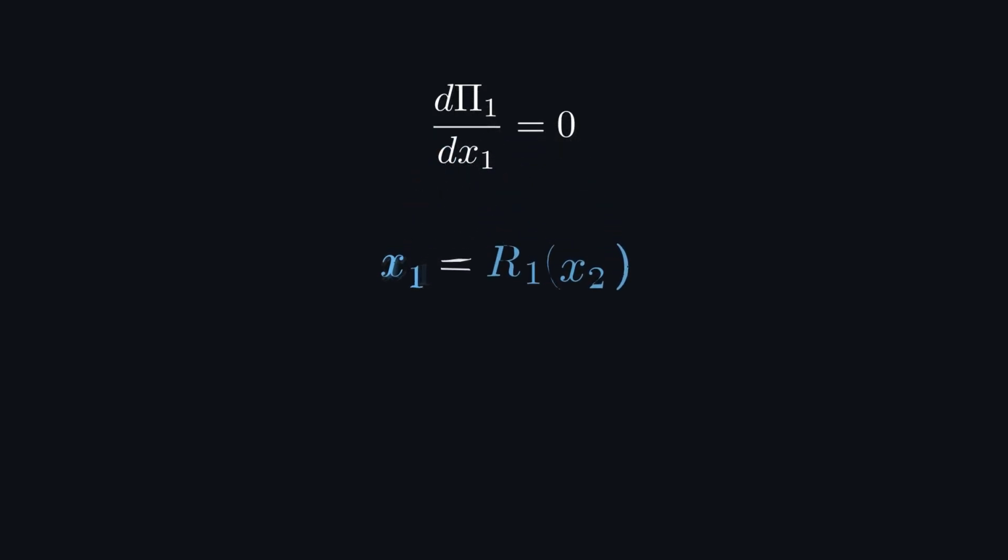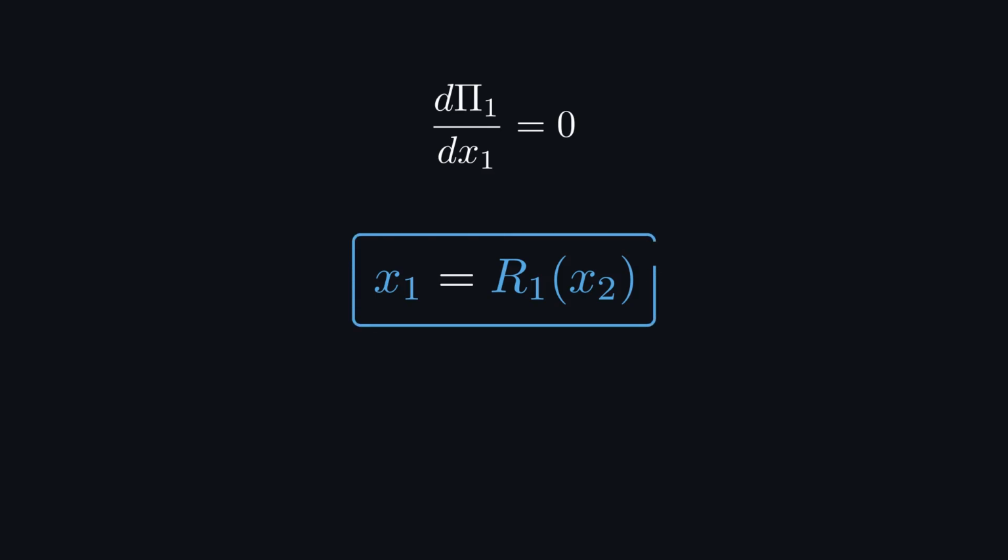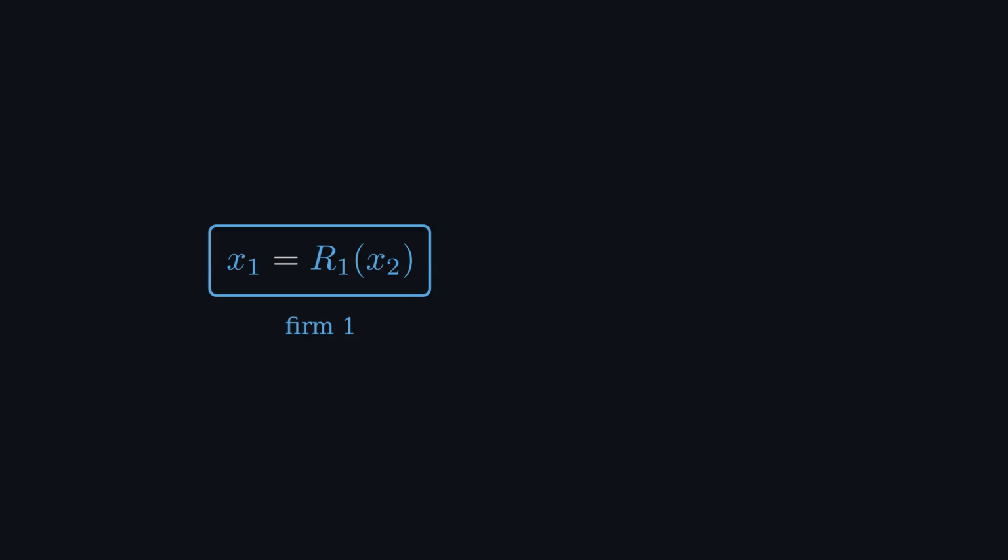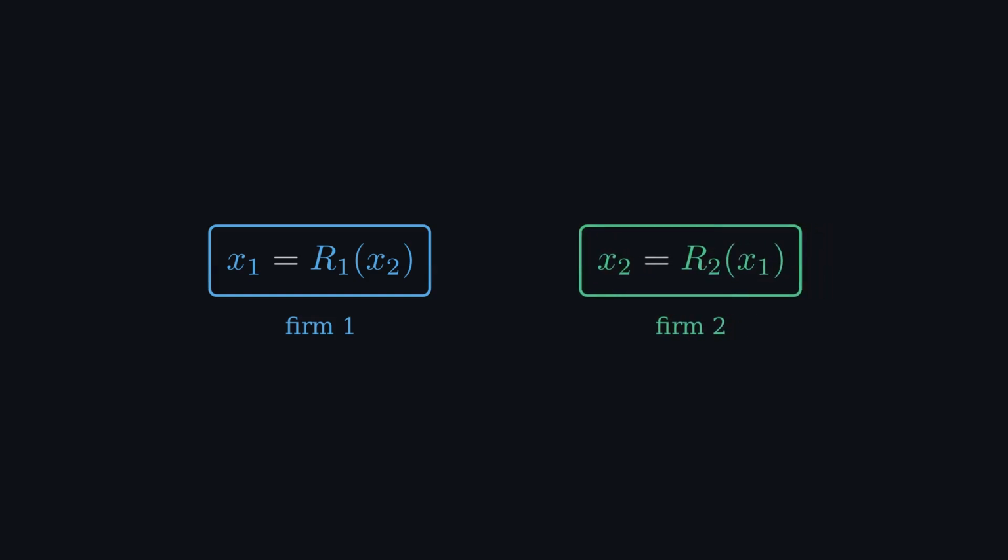We call it the reaction function. Read it as, if you make X2, then I should make this much. It's firm 1's best response, written as a rule. And of course, firm 2 isn't sitting still. It plays the exact same game. Mirror image. Freeze firm 1, climb its own profit hill, and out comes its reaction function. Two firms, two best responses.